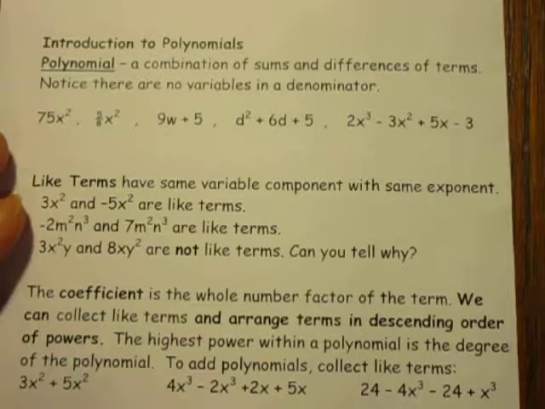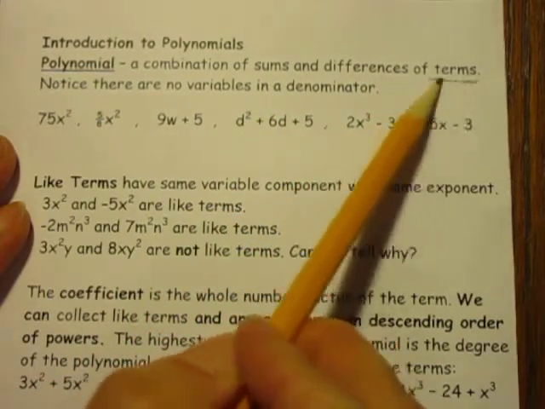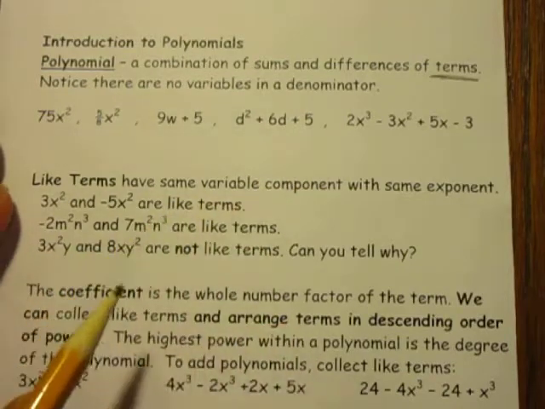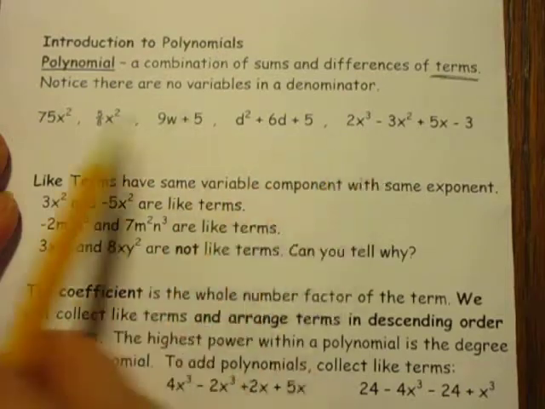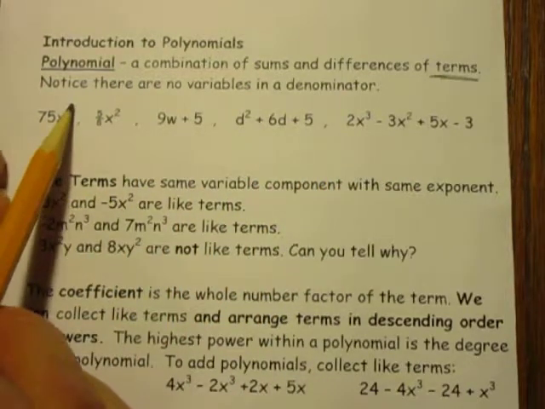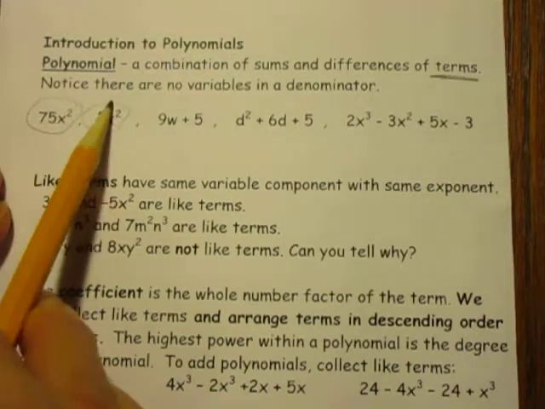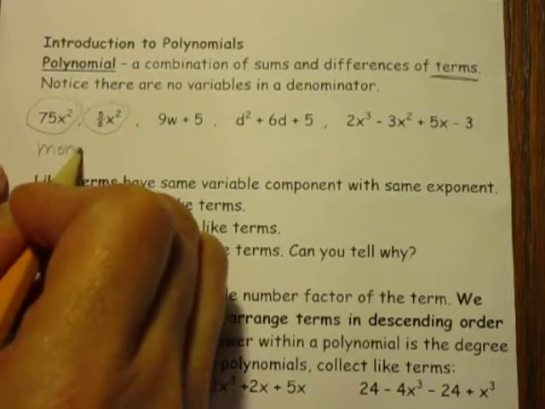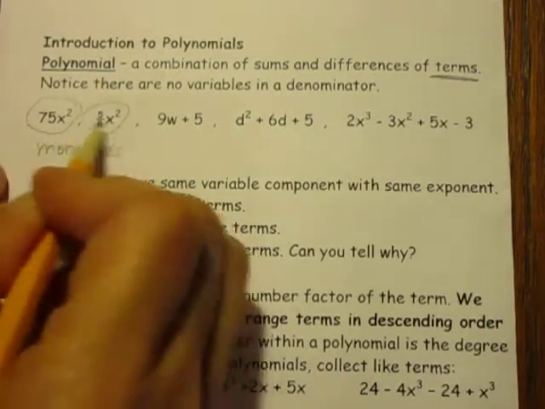So a polynomial is a combination of sums and differences of terms. We're going to start out looking at terms, and we're going to recognize that there are different numbers of terms in different polynomials. At the bottom, we've got a couple examples of different polynomials. This first one is a monomial. Actually, both of these are monomials because they're made up of single terms. So these two would be called monomials. You just might see that term here and there. And the mono just means that there's one term.